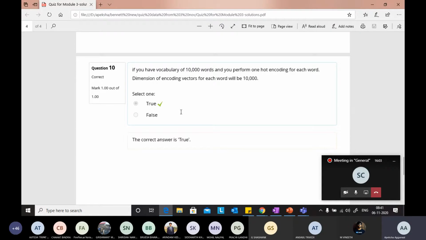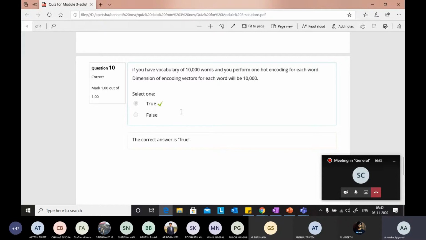So total size would be, if you are having 10,000 words, so vocabulary size is 10,000 cross 10,000. One word is taking 10,000, let's say columns, and second word is again taking 10,000, up to 10,000 words. So all the 10,000 words are taking 10,000 columns. So if you talk about vector for each word, each word will be having 10,000 values, out of which only one is one, rest all are zeros.